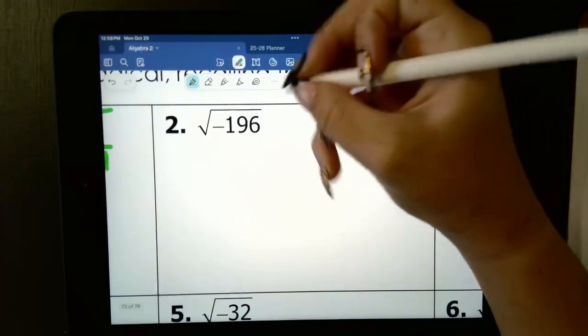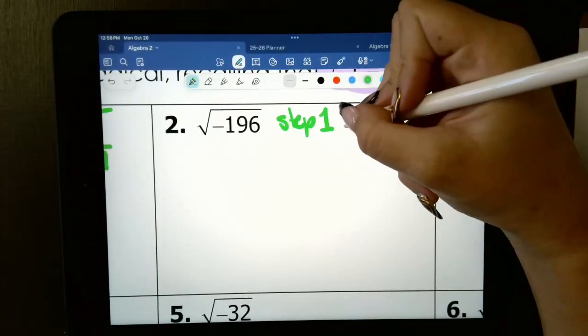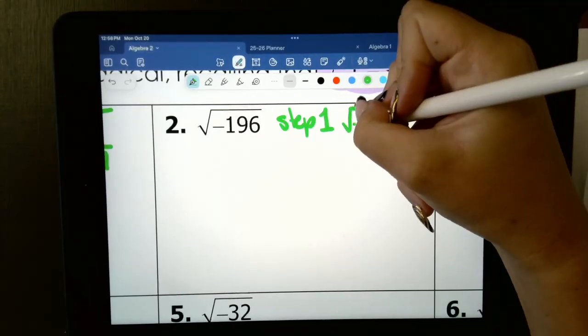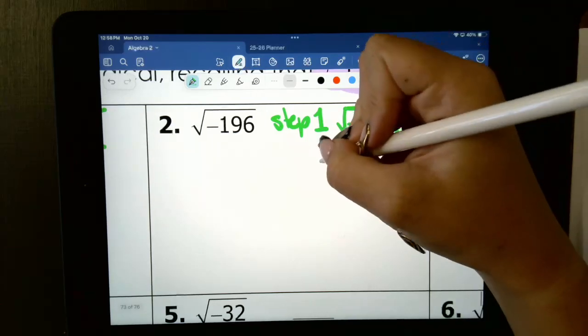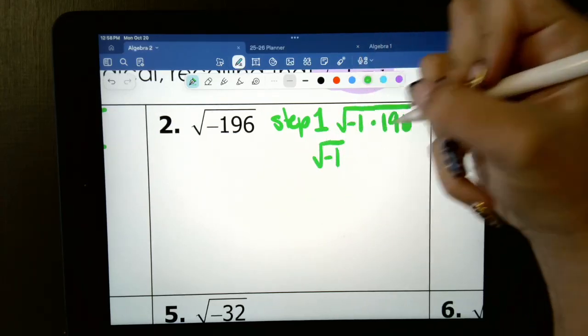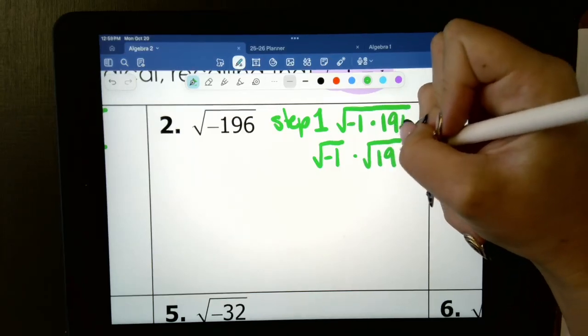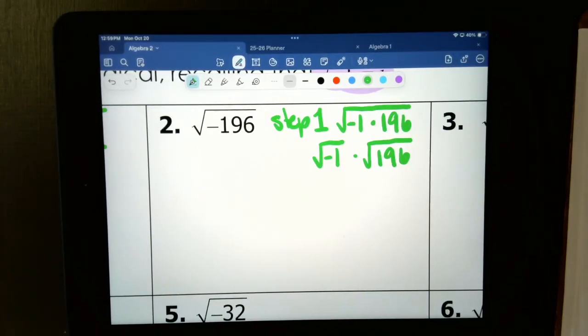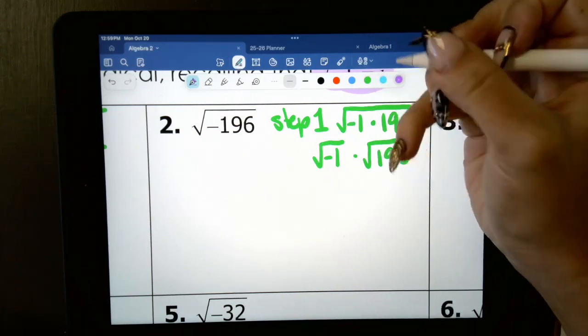So, step 1. Rewrite it. Let's rewrite it as the square root of -1 times 196. Now, we know the square root of -1 is going to be i, so the square root of 196, is it a perfect square? Go ahead, put it in your calculator. Square root of 196, and what is that? 14. So, no need for step 2.